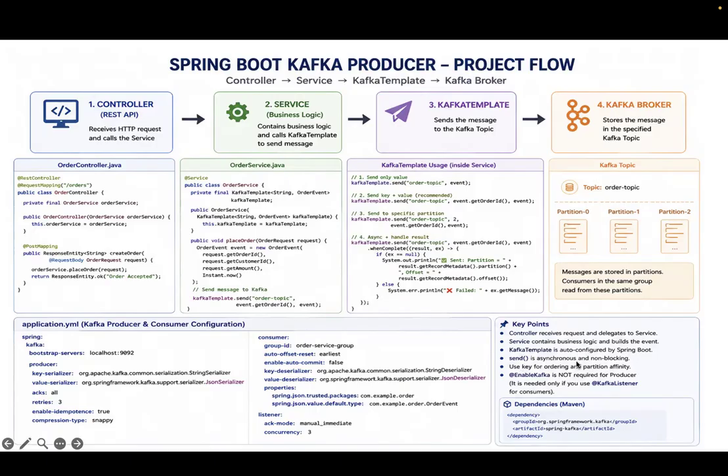Send is asynchronous and non-blocking. Always in the send method, there will be one parameter for the key. It is best to use a key for ordering and partitioning affinity. That is where it will correctly identify the partition and send the message. The EnableKafka annotation is not required for the producer. It is needed only for the consumer.